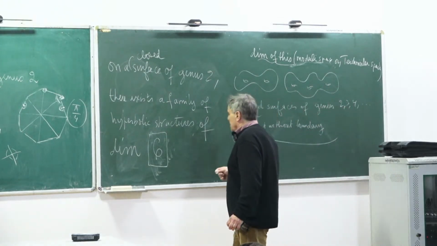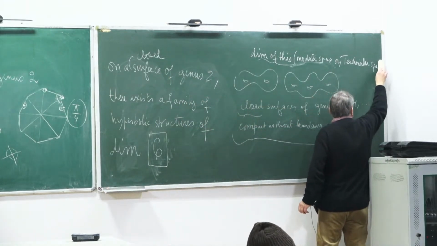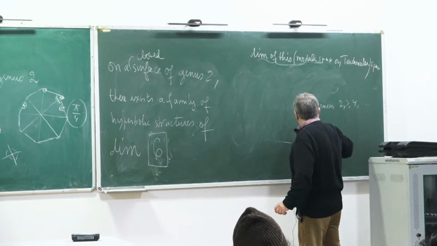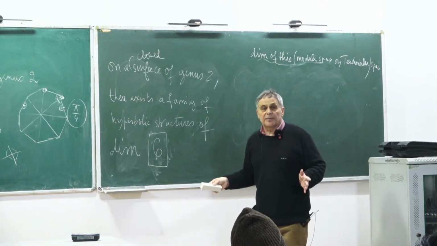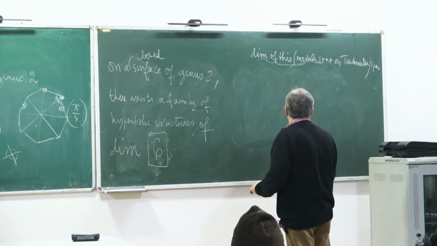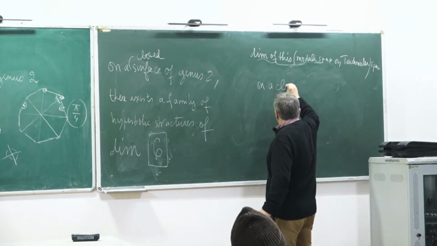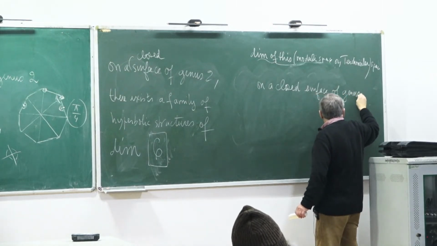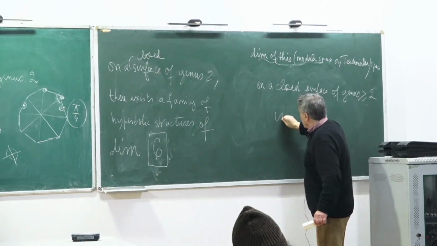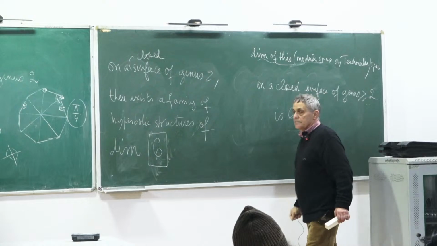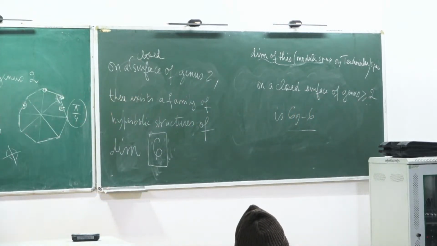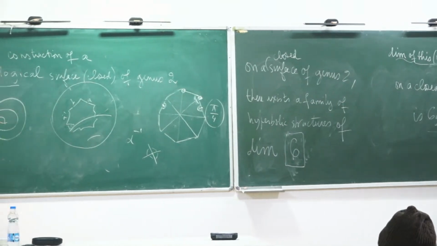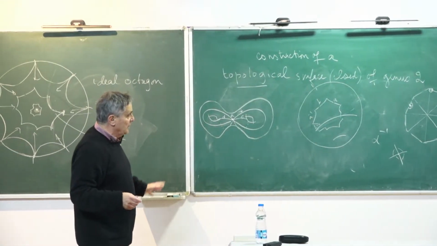The dimension of this moduli or Teichmüller space, which is roughly speaking the space of different hyperbolic structures on a closed surface of genus greater or equal to 2, is 6g minus 6. You must count parameters to find this space. I will show you how to count. There are different ways of counting parameters.